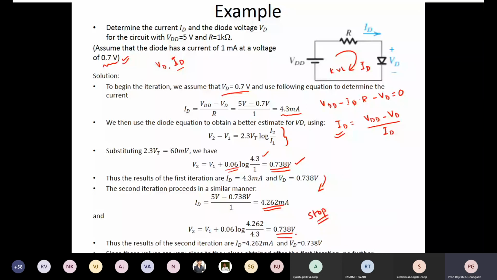Since there is no change in the value, you stop the iteration, and finally what I get as the solution is ID equal to 4.262 milliamperes and VD is 0.738 volts. This is how you solve the circuit employing the diode.